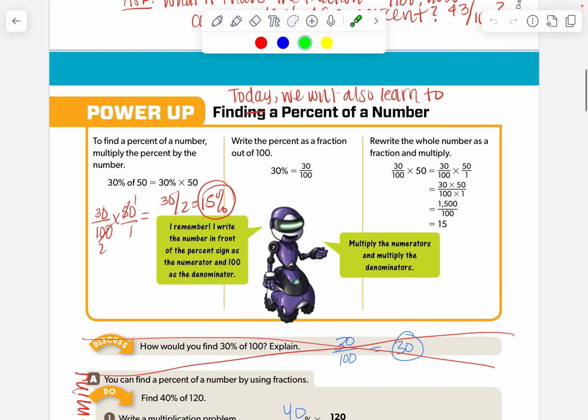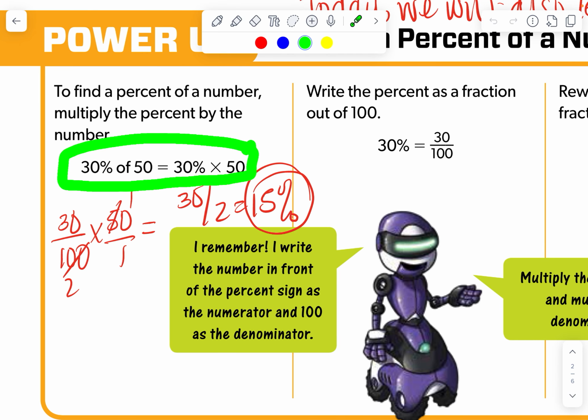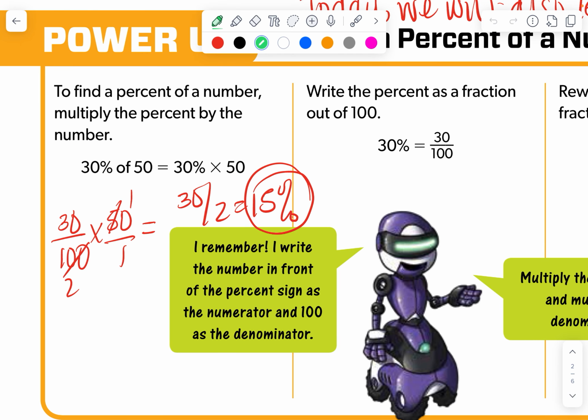The second part of the lesson is around finding a percent of a number. And so this part is what might be a little bit more challenging. So to find a percent of a number, multiply the percent by the number. So you have here 30% of 50. Let me use a different color. So 30% of 50. We know that 30%, the word percent, means out of 100.